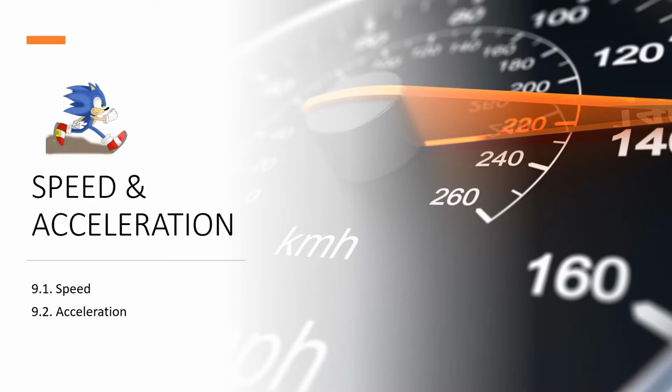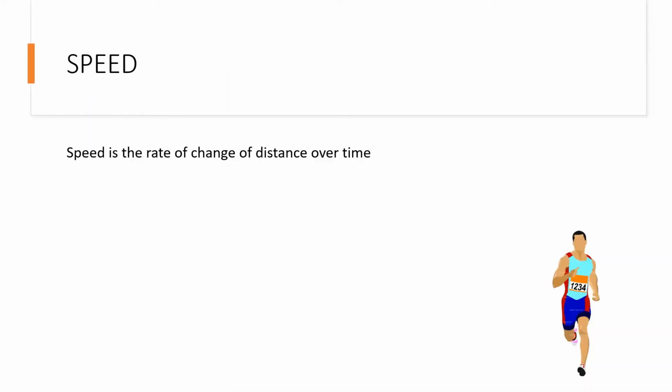Okay, so first kali kita pergi kepada speed. Okay, speed is the rate of change of distance over time. Okay, rate of change bermaksud keadaan perubahan distance, which is jarak. Okay, keadaan perubahan jarak dalam sesuatu masa lah.